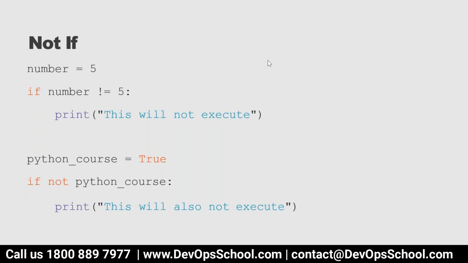Not if, you can also use it in Python. It depends on you. So here in the first statement, if you see, number is equal to 5, here the condition is number is not equal to 5. That exclamation is the not equal sign actually. Exclamation not equal to 5, then print this will not execute. If not Python course, which is defined, then it will run this. Like this also, you can do that.